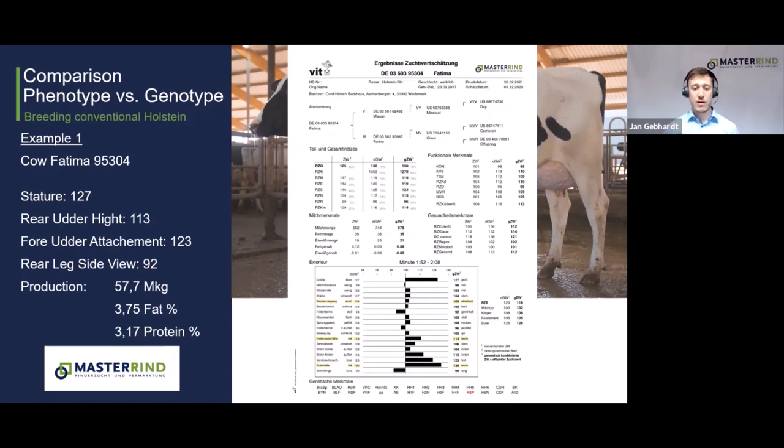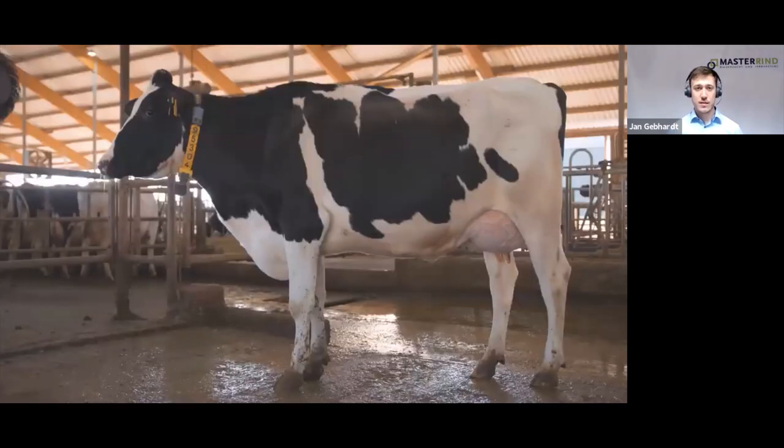Right now, first take a look at the milk production. Her milk production is 57.7 kilograms of milk with a fat percentage of 3.75 and 3.17 protein. And you can see here in the pedigree under Milchmerkmale, that's up above the exterior, she has a genomic breeding value of plus 679 kilograms. Now look at the video of this cow.